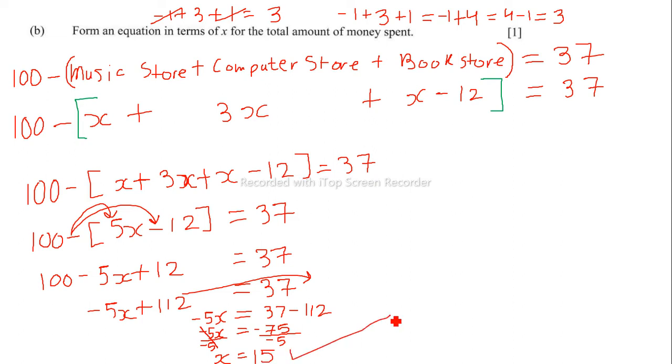So what is the amount of money that was spent at the music store? What is the amount of money spent at the music store? 15. Yes.